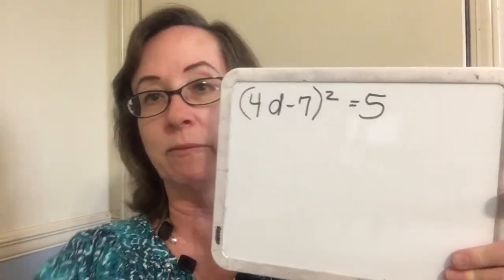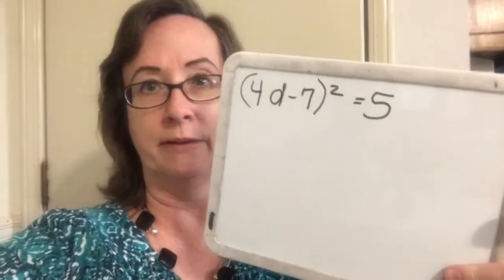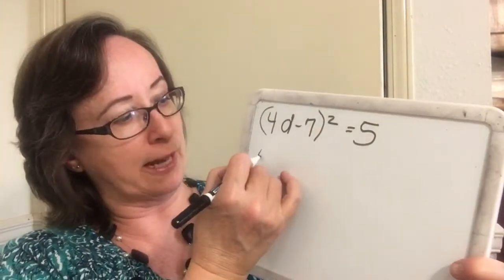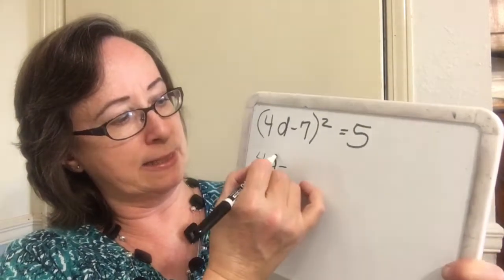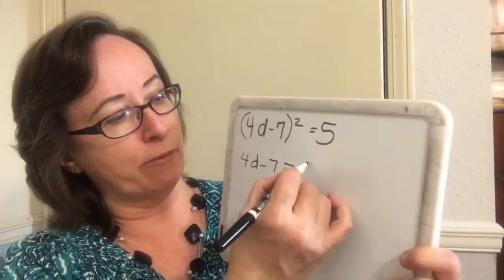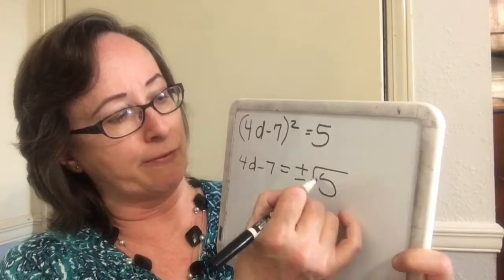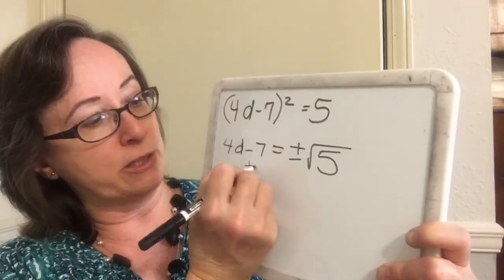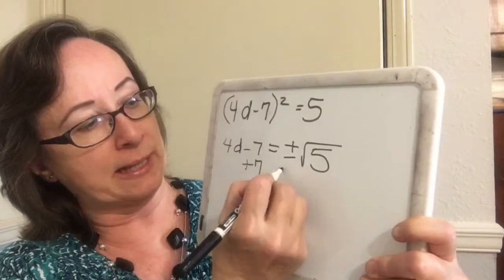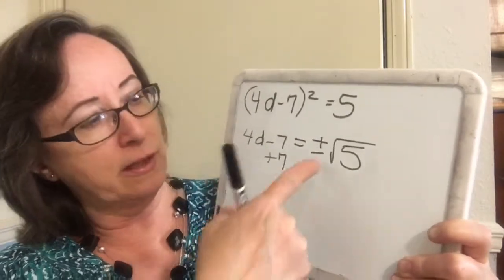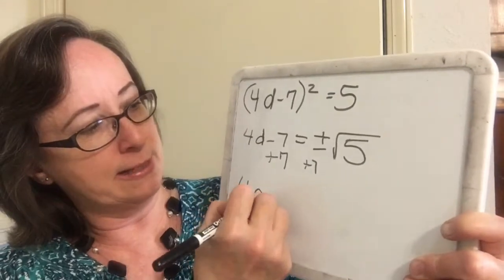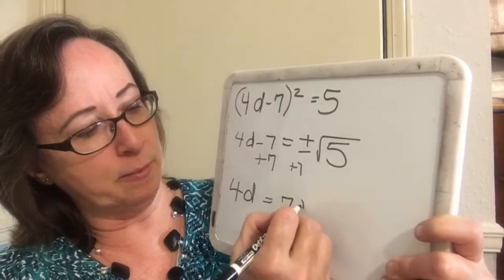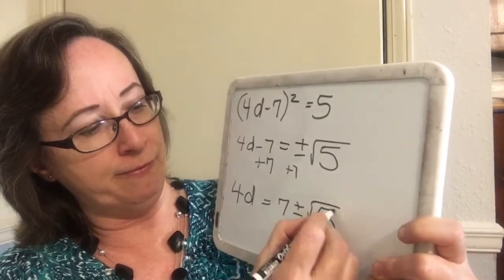All right, so here we have another binomial squared that we're trying to get rid of here. So we're going to take the square root of the left, 4d minus 7, and we're going to take the square root of the right, plus or minus the square root of 5. Now we've got a radical that's not going to come out, but we're going to proceed in the same manner. Plus 7 and plus 7 on the other side in front of the plus and minus. So we end up with 4d equals 7 plus or minus square root of 5.